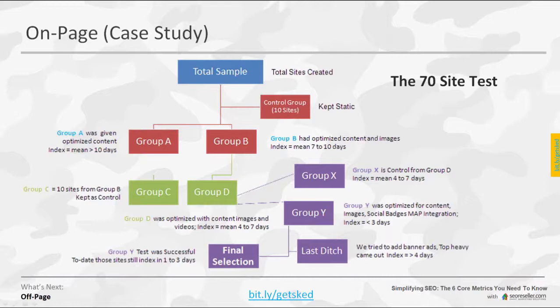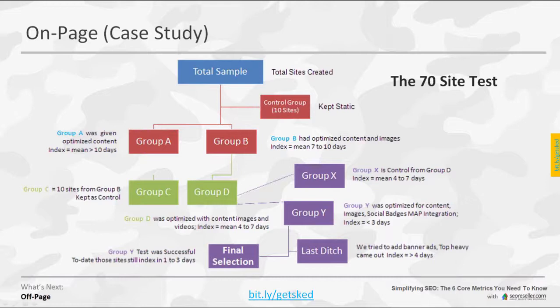We took Group C, which wound up as the control group, and then Group D was optimized for content, images, and then we inserted videos. When three content formats existed on the page, all the sites, and I mean all the sites, began indexing with a mean of 4 to 7 days. Not a single one of them indexed longer than 7 days. Even the PageRank NA sites. Now, of course, that's what we were running after.